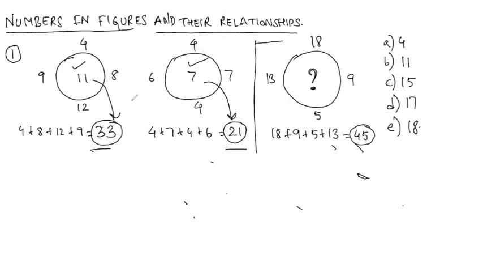There is a relation. Just check. Here it is 11, here it is 33. Here it is 7, here it is 11 times 3 is 33. And here 7 times 3 is 21.